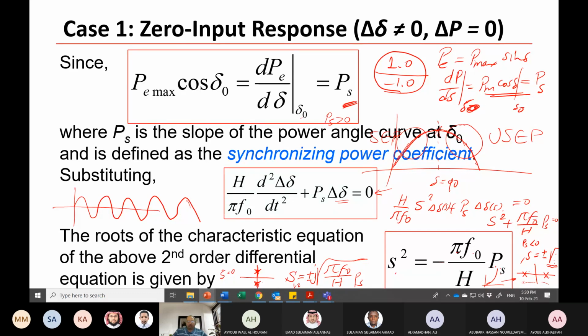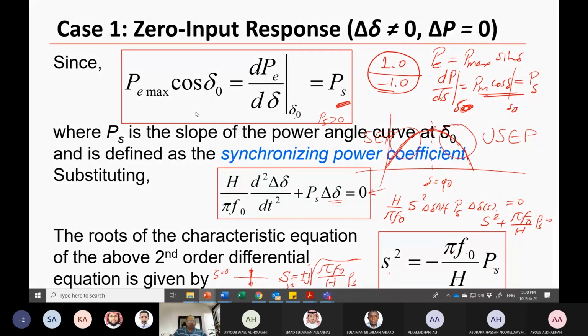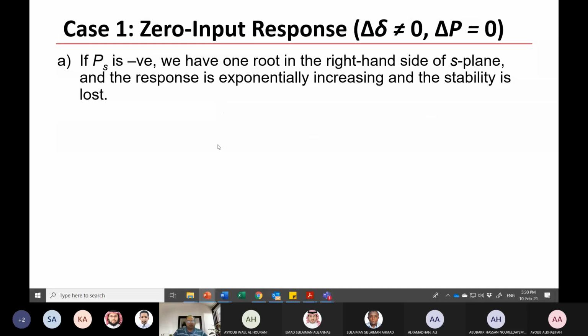So we can say the synchronizing power coefficient, for the system to be stable, this coefficient must be positive, which is equivalent to the angle being less than or equal to 90 degrees. They are the same. So this is the condition for the system stability. If this is negative, we have one root on the right-hand side and one on the left-hand side, and the response is exponentially increasing, and the stability is lost.